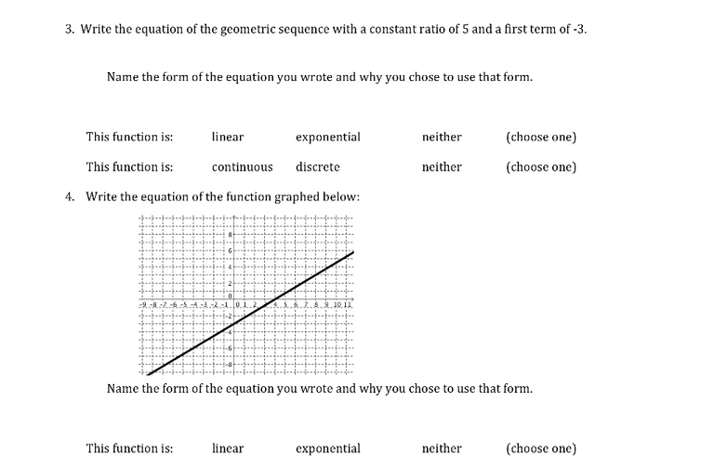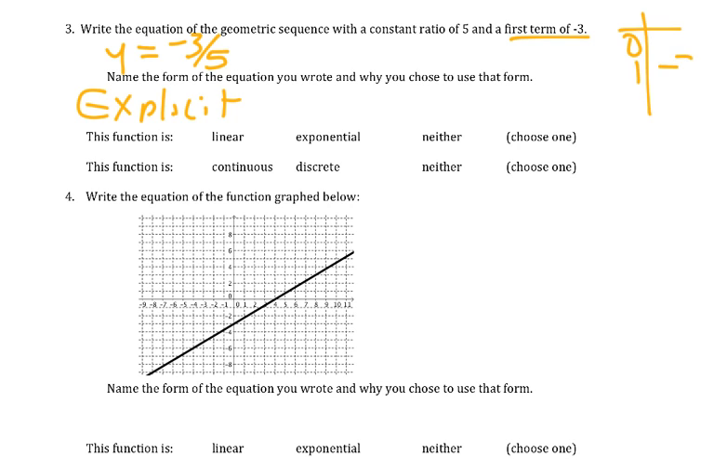Write the equation of the geometric sequence with a constant ratio of 5 and a first term of -3. Okay, so y equals a first term, not a zero term, right? So with this one, there's really two different ways you could write it. If you wanted to go explicit, then yeah, we'd go y equals, we start at -3/5, because if we're making a table, our first term was -3, so going backwards would be -3/5. Then it would be -3/5 times 5 to the x.